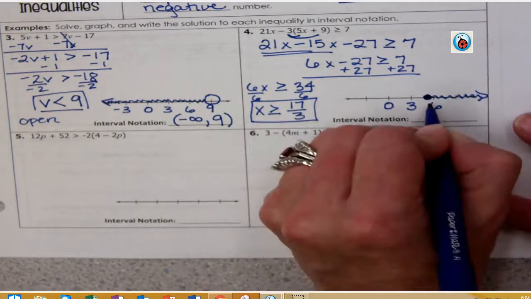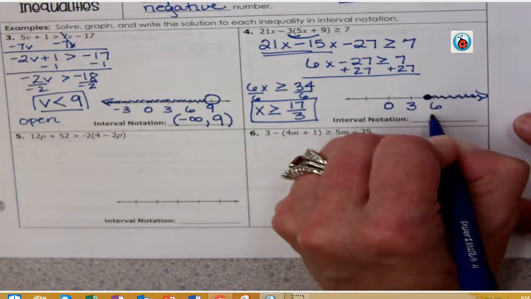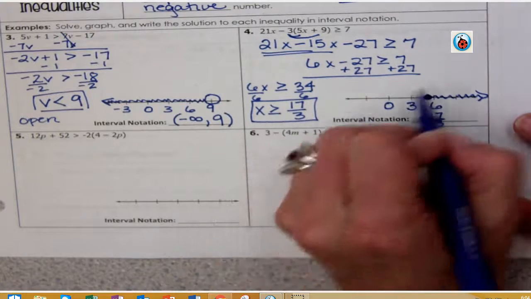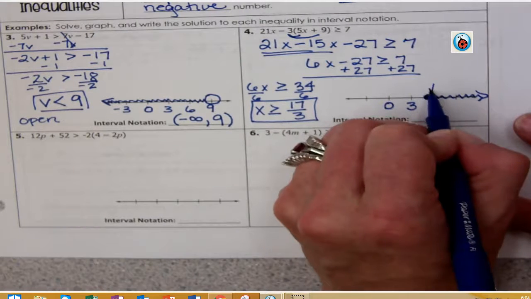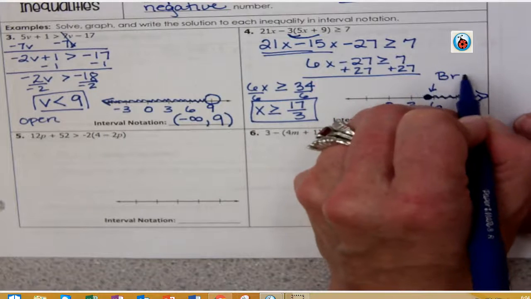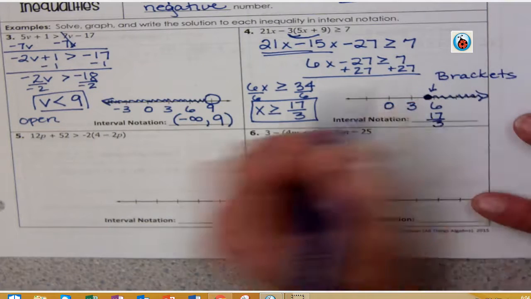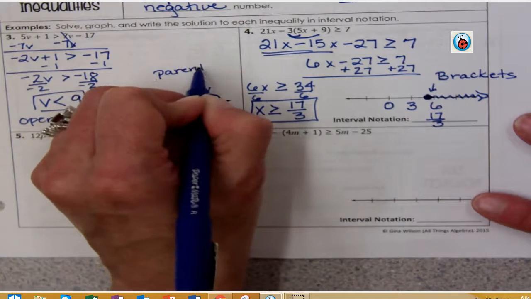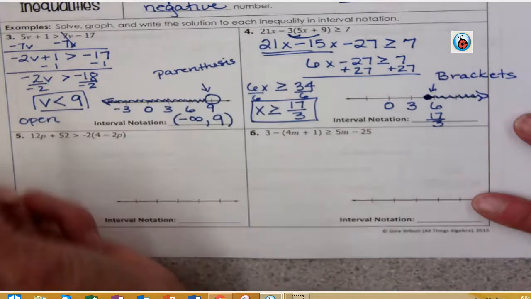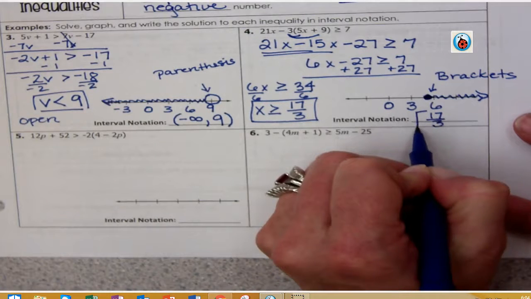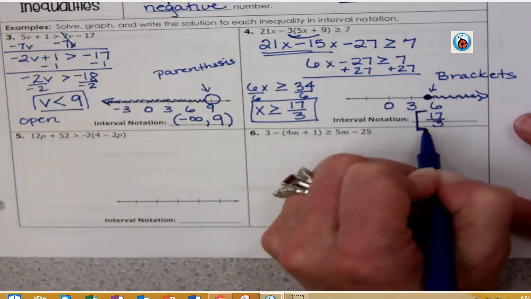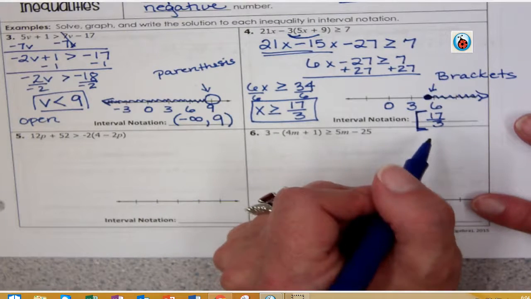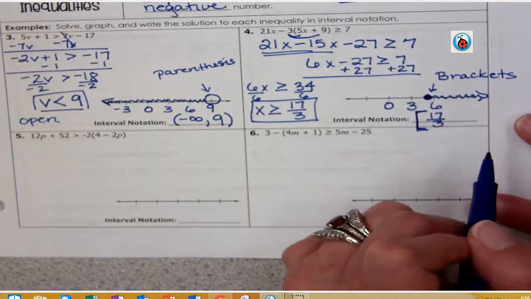So the smallest this number could be is going to be 17 over 3. We are including it. This is going to be a closed dot, so this means brackets. This one meant parentheses. Because what we're learning is a new language, so we're going to use a bracket here to explain. It's basically a new language. It's a symbol that states to the reader that this number is included.